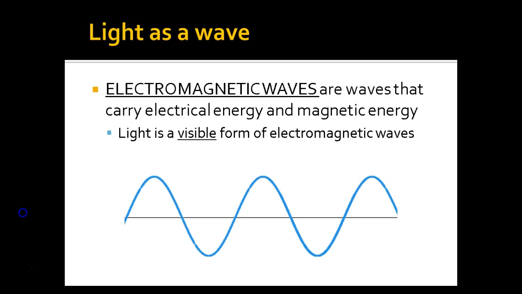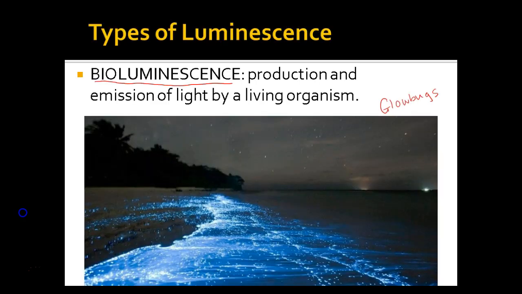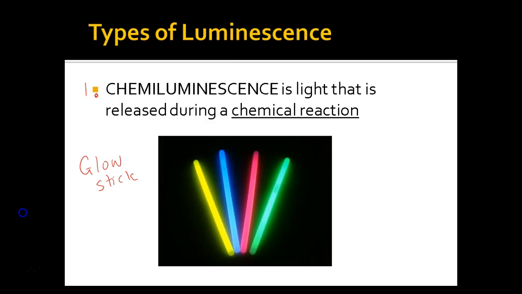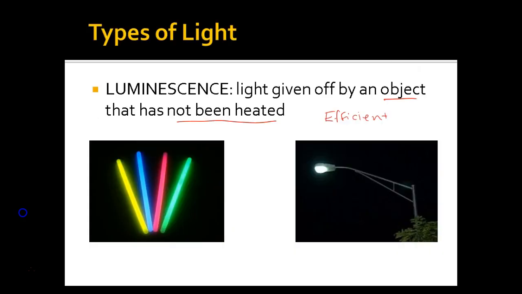So what did we learn so far? We learned that we had luminescence and we had incandescence, and those are the two forms of light. There are several forms of luminescence that we talked about. Let's fire through them again quickly: bioluminescence, fluorescence, electrical discharge, chemiluminescence, and that's it. Those are the different types that you need to know.